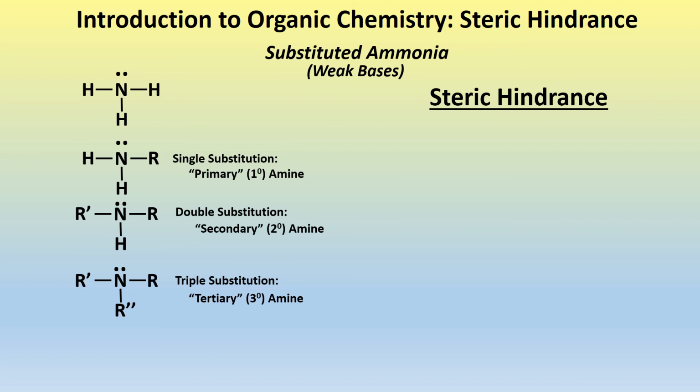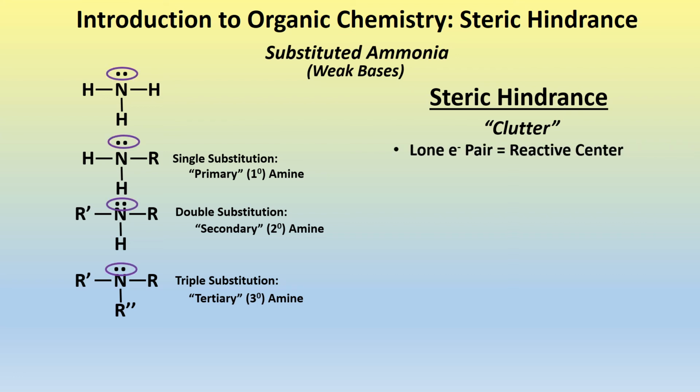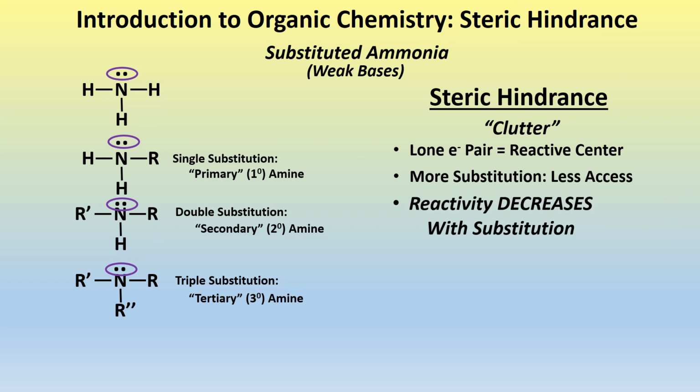These are shown to give an example of something called steric hindrance, or clutter, which affects the reactivity of molecules in organic chemistry. In all 4 types of amines, the lone pair of electrons are the reactive center. As you can see, as more substitutions are added, there is less access to this reactive center. Reactivity therefore decreases with substitution, and this is the meaning of steric hindrance. The more substituted something is, the less reactive it becomes.